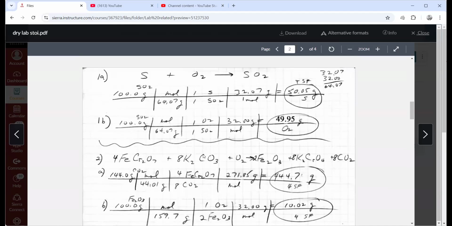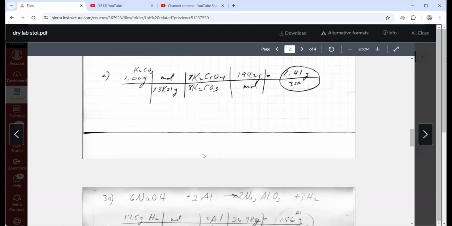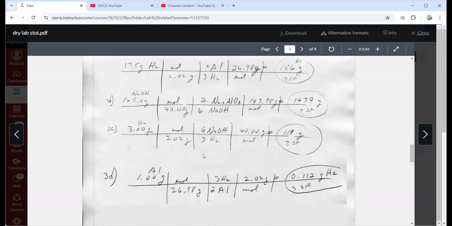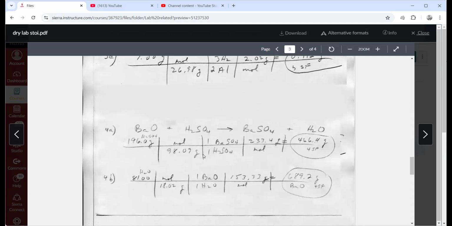I want you to look at the answers. 3 parts, every single one of these. Pattern, pattern, pattern. Grams to moles, mole ratio from the balanced equation, moles to grams. They're all in 3 parts. All of them in 3 parts.